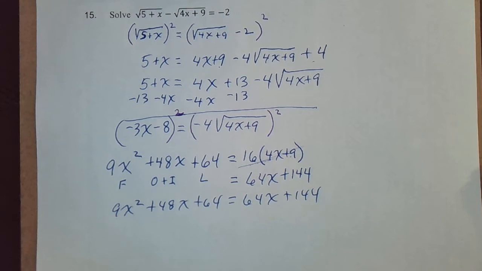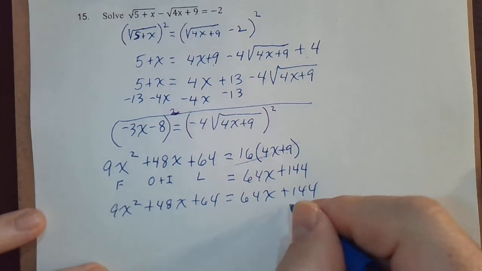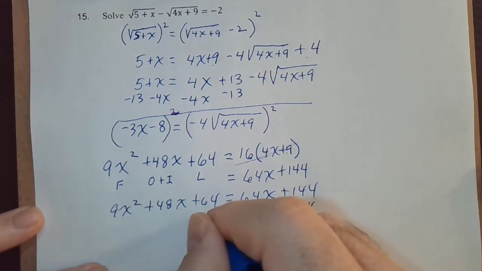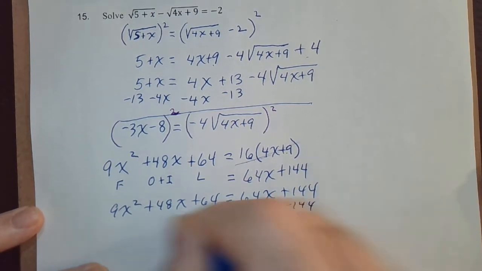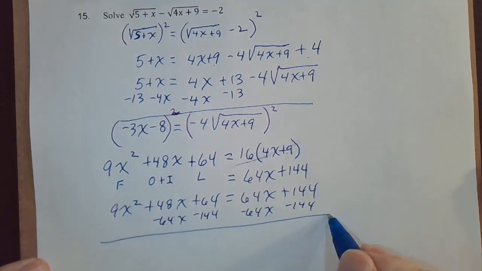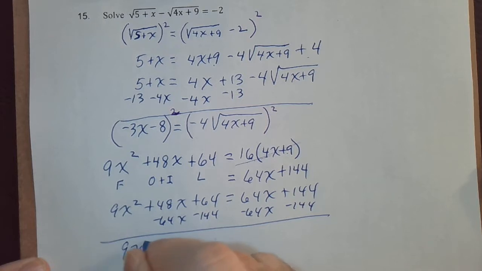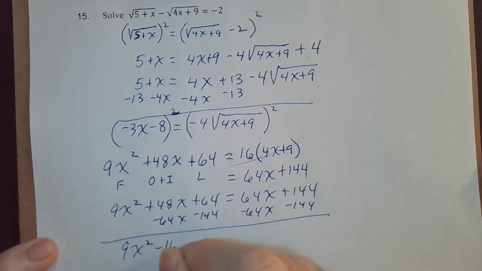I want to get 0 on one side. Now all we have is a polynomial equation. So I'm going to do minus 144 on both sides. And I'm going to do minus 64x on both sides, giving me 9x squared minus 16x plus 64 minus 144, which is minus 80... equals 0.